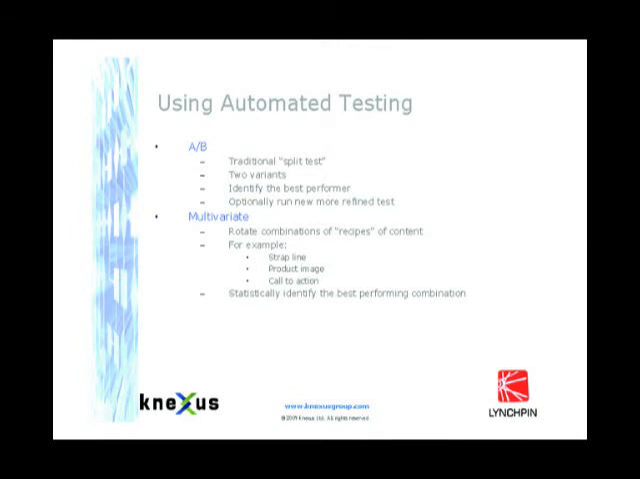We can split up the page into different elements, for example, a product image, a strap line, the call to action. Put in multiple variants for each one, so let's say 3 calls to action, 3 product images, and 2 strap lines. And then our multivariate testing tool will automatically rotate all those different options and statistically identify which combination performs best according to a metric we set, like conversion rate.